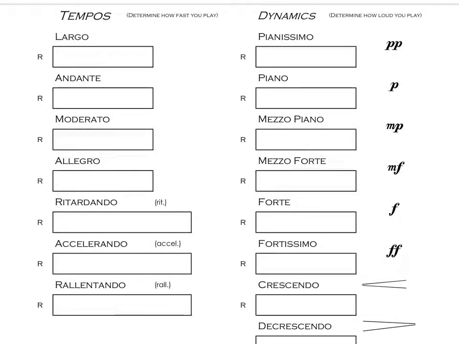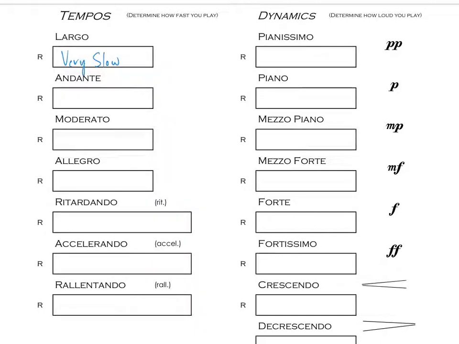This week we're going to focus on tempos, which, at the top here, they tell you determine how fast you play. The first symbol that you're going to see, sometimes appearing above your music, tempos appear above our music, is going to be largo. Largo means very slow. Okay, and I'll give you a very specific tempo for that in a minute.